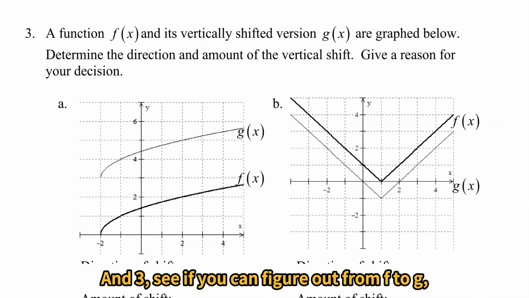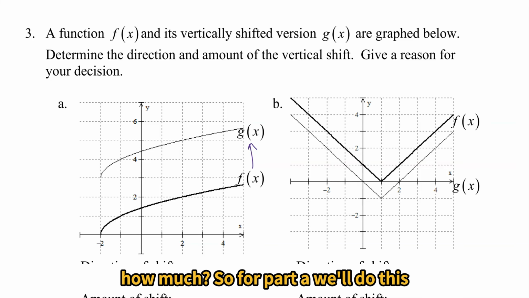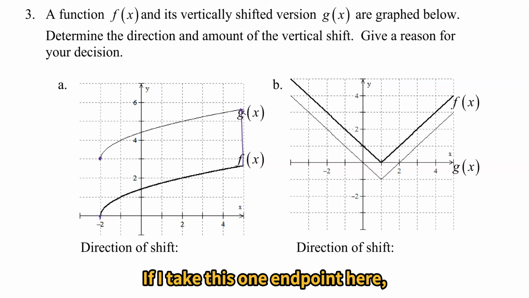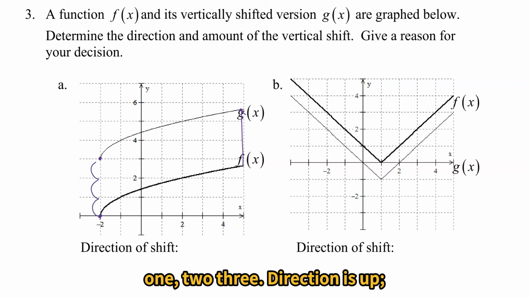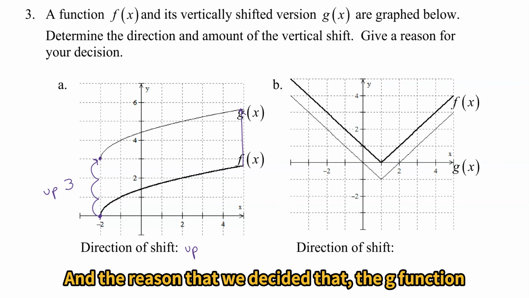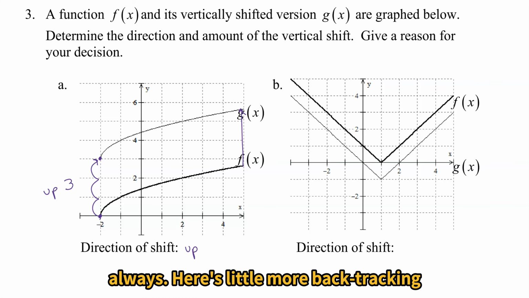And 3, see if you can figure out from F to G, how did they shift? What's the direction? How much? So for part A, we'll do this one together. F is shifted up to G. If I take this one end point here, 1, 2, 3, direction is up. The amount of shift is 3. And the reason that we decided that, the G function is 3 units above the F function always.